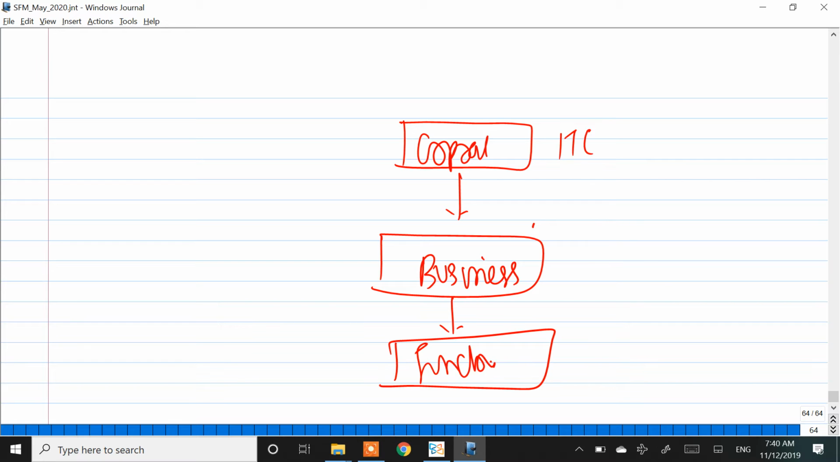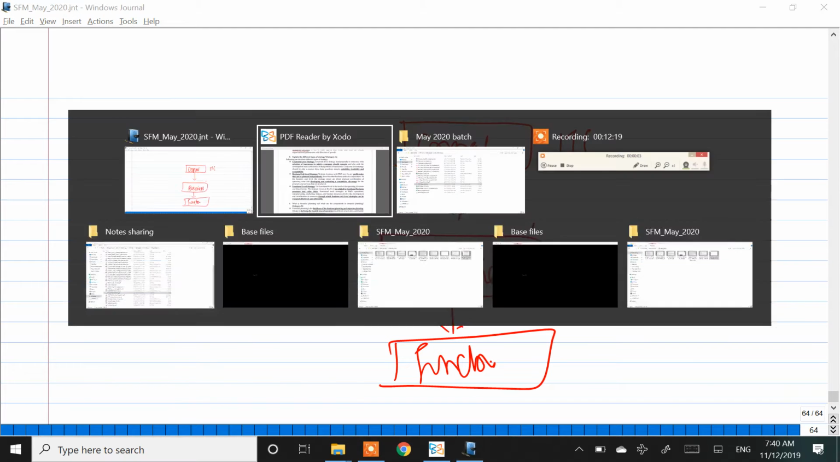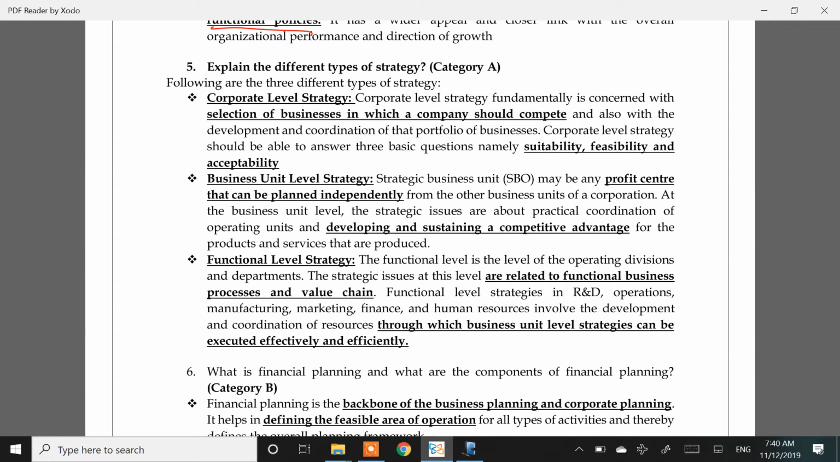Corporate can be ITC. ITC has different business segments. It has a paper segment, it has a retail segment, it also has a tobacco segment, it also has a hospitality segment. So there will be a strategy for every business it has. And in the business, there are certain functions which are there. The functions can be production function, sales function. So you can prepare a strategy for every function.